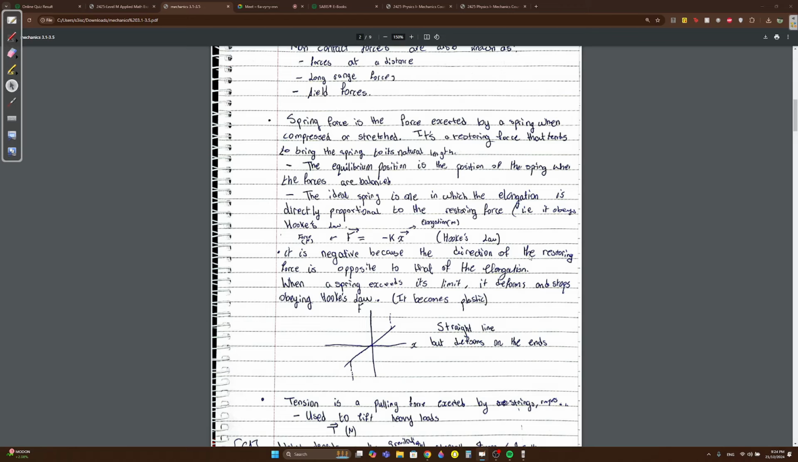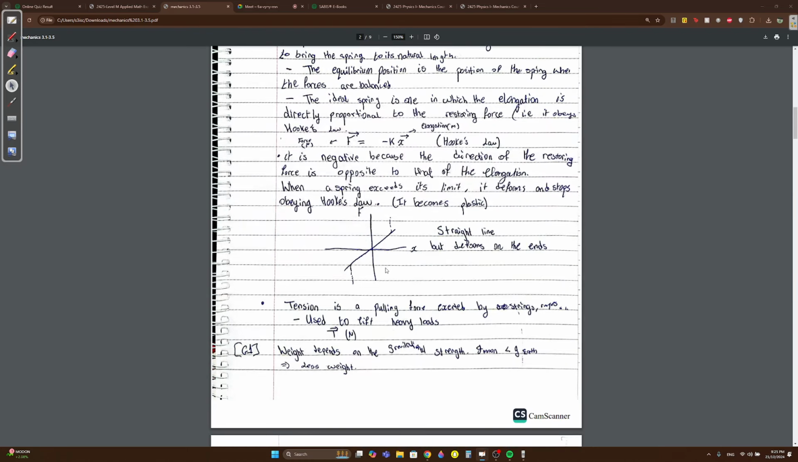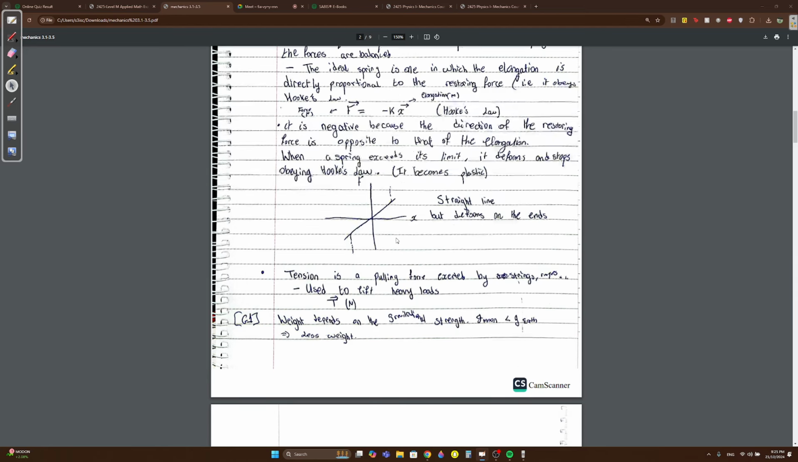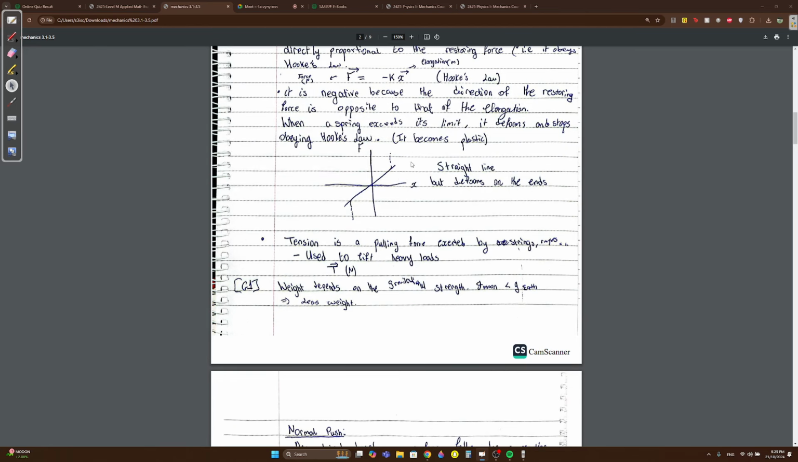Okay, why is it negative? Because the direction of the restoring force is opposite to that of the elongation. If you stretch it to the right, the restoring force will pull it to the left, right? You want to restore it. When a spring exceeds its limit, it deforms and stops obeying Hooke's law. This is just how the graph looks if they ask.